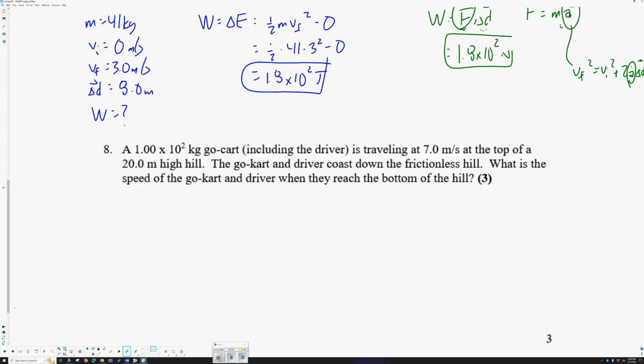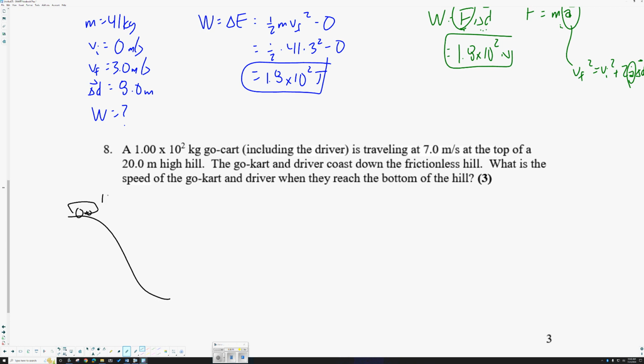Question 8. A 100-kilogram go-kart, including the driver, is traveling at 7 meters per second on the top of a 20-meter high hill. The go-kart and driver coast down the frictionless hill. What is the speed of the go-kart and the driver when they reach the bottom of the hill? I'm going to draw this out. I don't really have to, but I'm going to do that.